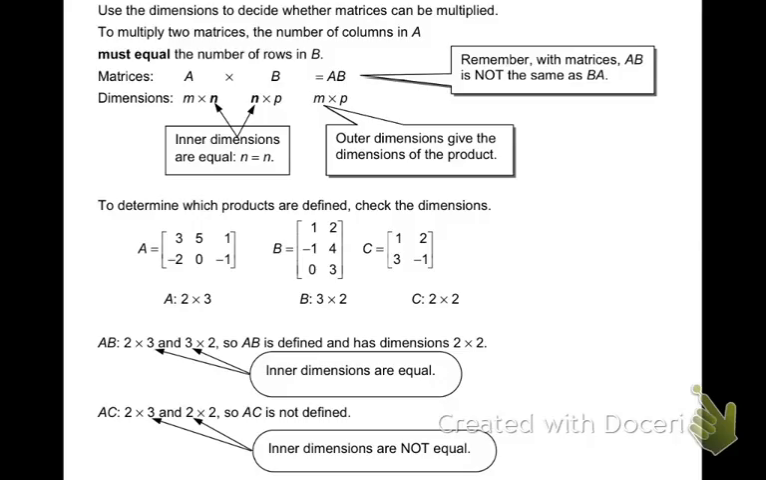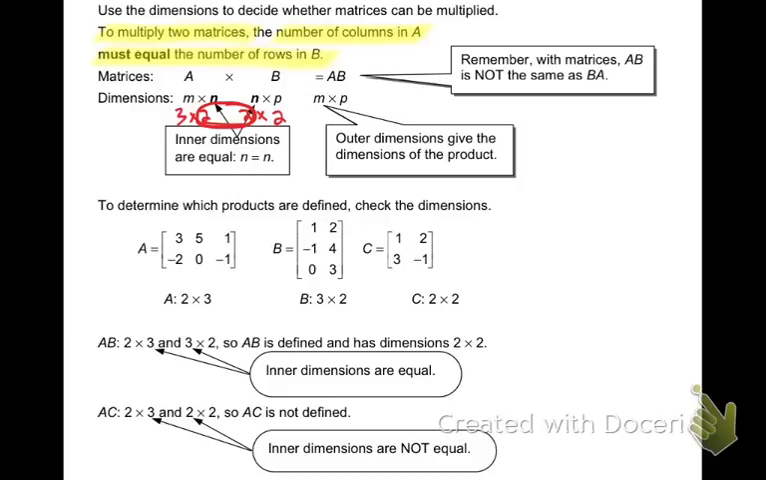So, first thing here, use the dimensions to decide whether matrices can be multiplied. Yesterday we talked about dimensions. In order to multiply two matrices, the number of columns in A must equal the number of rows in B. What this means is, let's say A were a 3 by 2 matrix. B would then have to be a 2 by 2 matrix. In order for us to multiply matrices, these two numbers must be the exact same. And why that is, we're going to see in a bit when we actually multiply some.